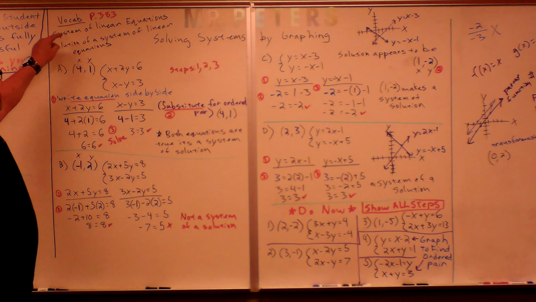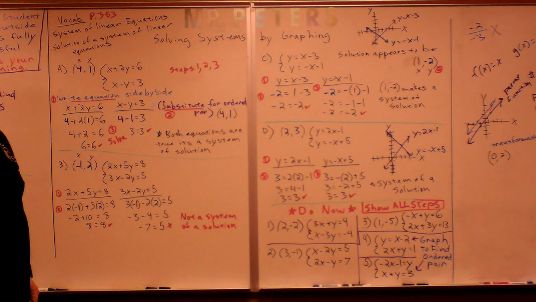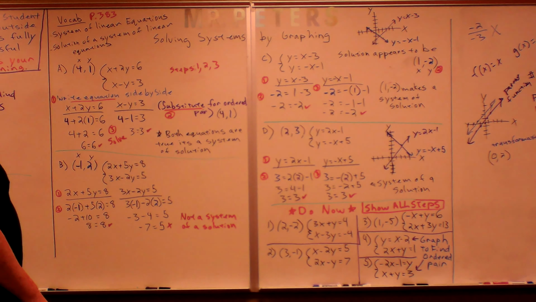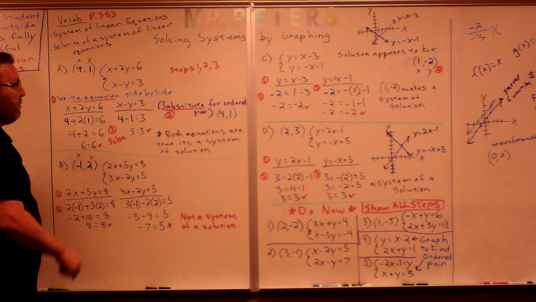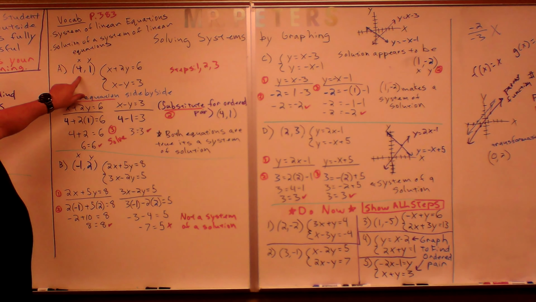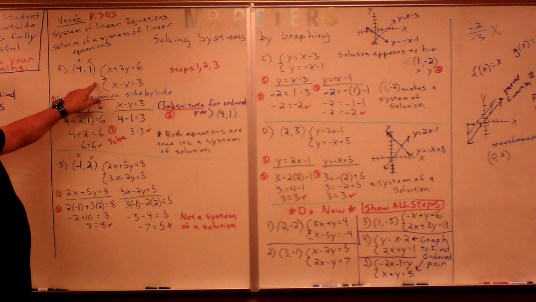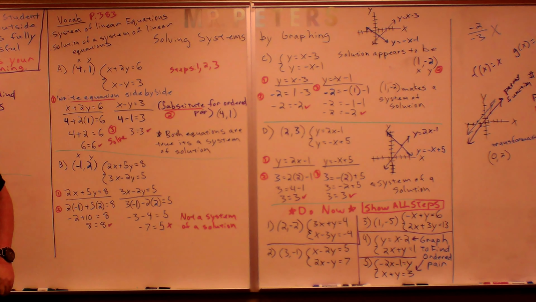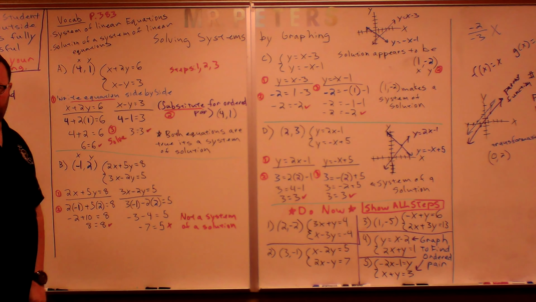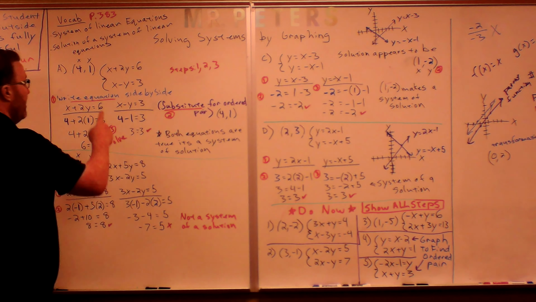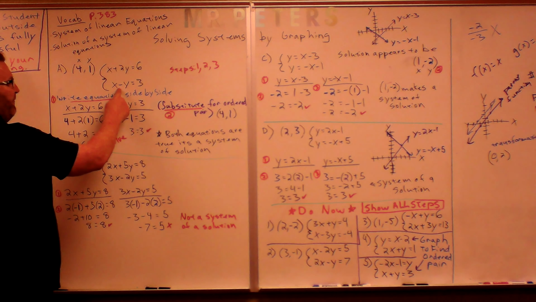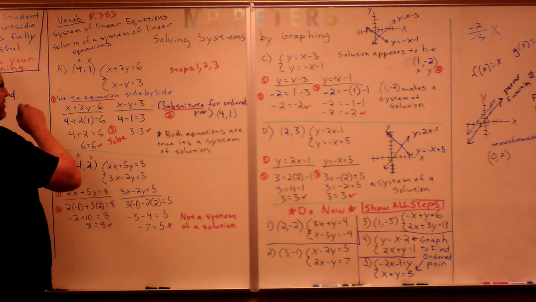On page 383, you want to write out the definitions of these two words. Okay? So basically what we're doing here is we have two linear equations. And we have an ordered pair. Notice these aren't in slope form, correct? We're not concerned about that if we're given an ordered pair. And I'll explain that more as we get further along.